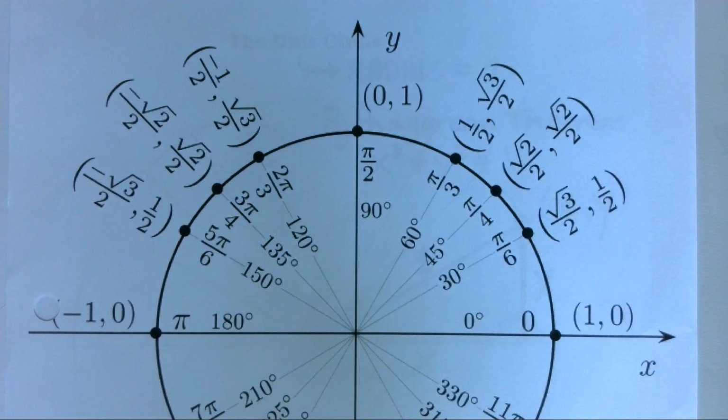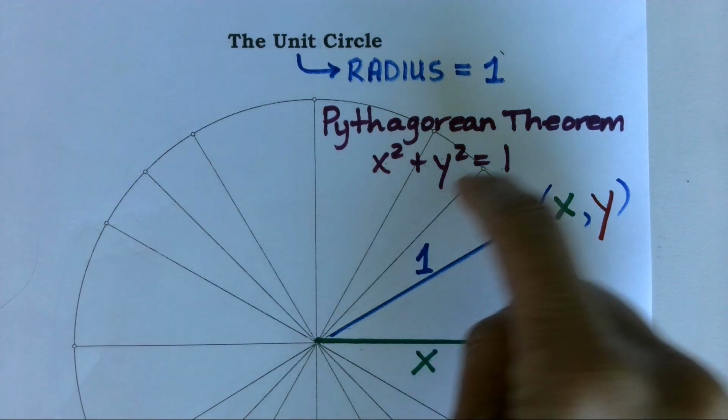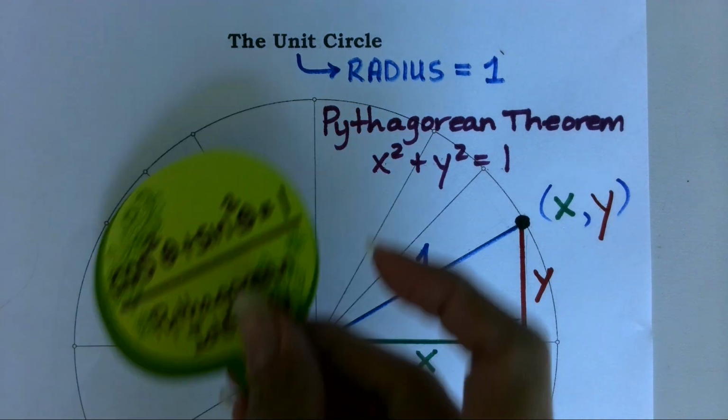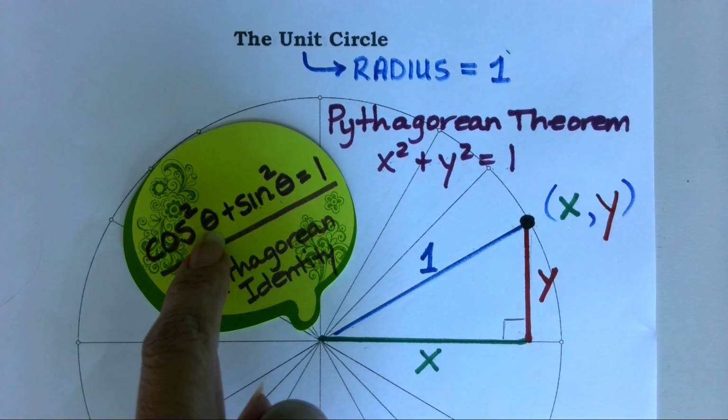Okay? So if cosine is x and sine is y, instead of x squared plus y squared equals 1, you're going to start visualizing cosine squared plus sine squared equals 1. Okay? This is what we are going to call the Pythagorean identity. So this is what this section is all about. Transitioning from this to this.